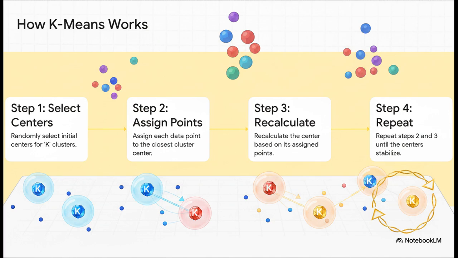First, you just randomly drop k starting points, or centers, into your data. Then, you assign every single data point to whichever center it's closest to. After that, you move each center to the average position of all the points that were just assigned to it, and you just repeat those last two steps over and over until the centers stop moving. It's a really elegant way to let groups just emerge naturally from the data.